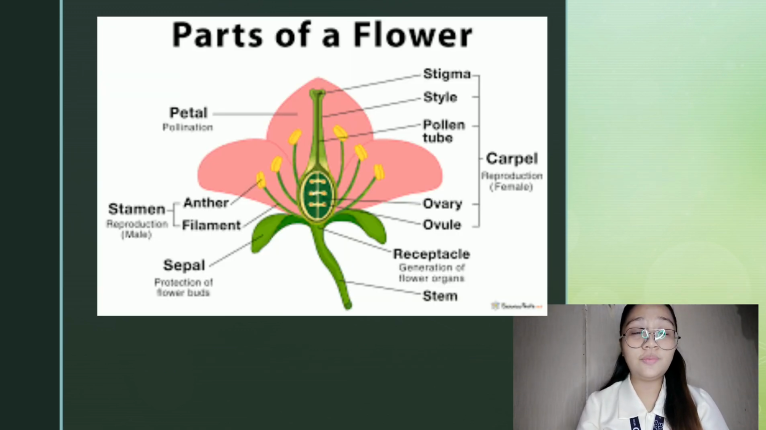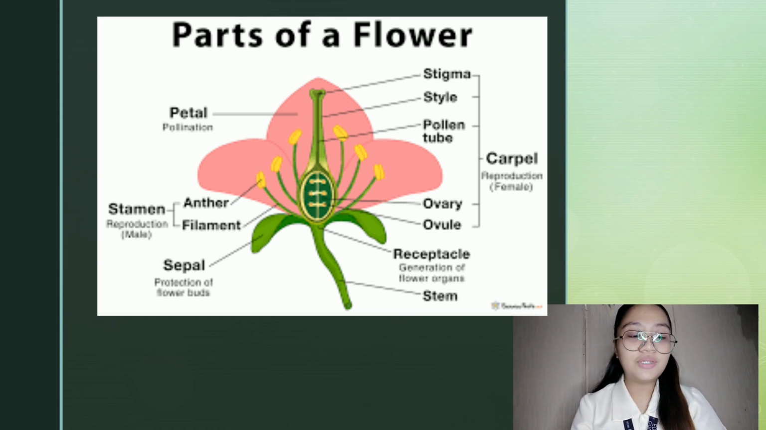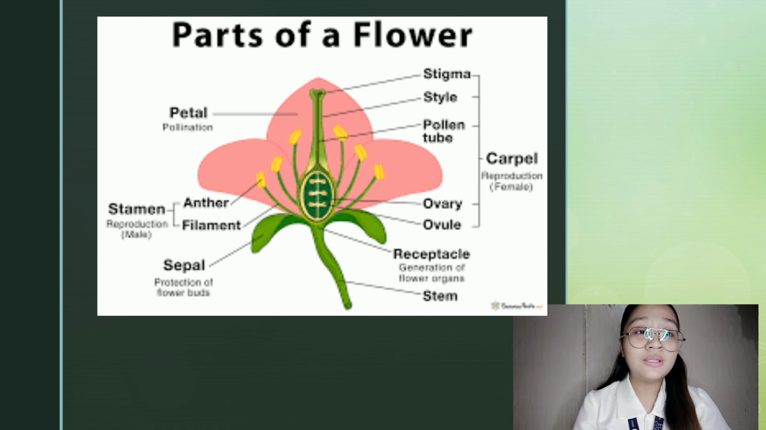This is the picture of the parts of the flower. On the left side, we see the pistil, or the female parts of the flower, that contains the stigma, style, and ovary. On the right side, we see the stamen, or the male parts of the flower, that contains the anther and filaments. After that, we see the petals that attract the pollinators. At the center, we see the ovule or embryo sac that contains seeds. After that, the sepal and the receptacle that connect to the peduncle, which is the stalk of a flower.